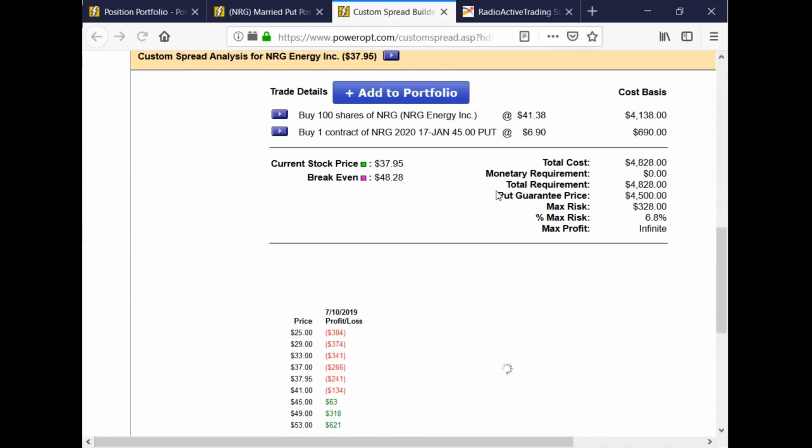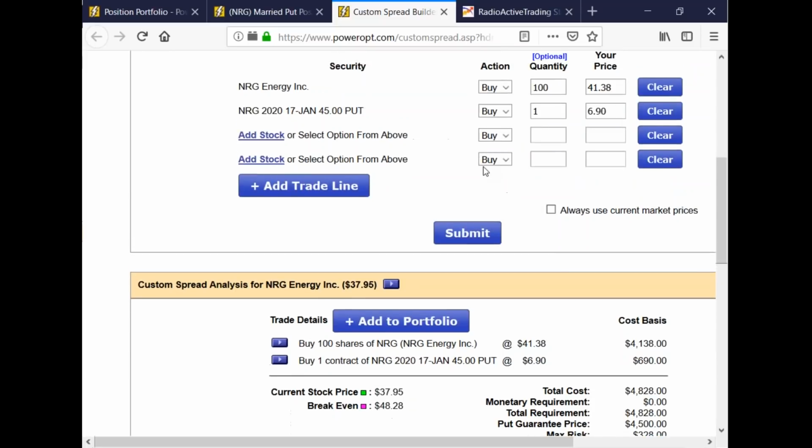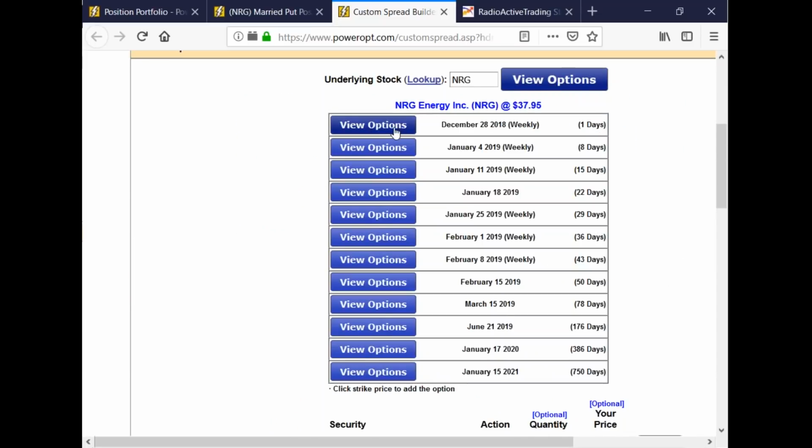Go into what if calculations. This is just the standard position, same as the profit and loss chart. Original cost $41.38, here at $6.90 for our 45 put. Total in is 48.28. Max risk is 6.8%. We know the stock is down. We saw a June opportunity. There is a March.